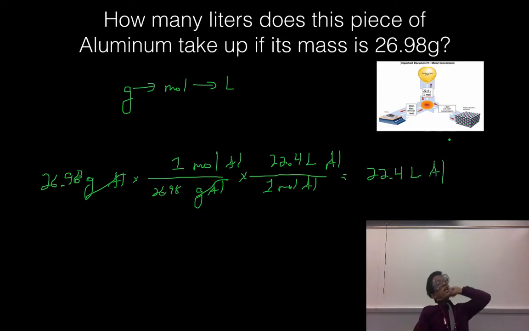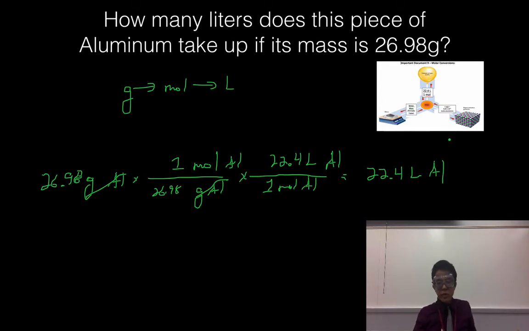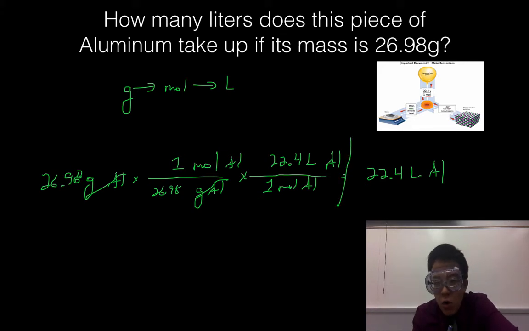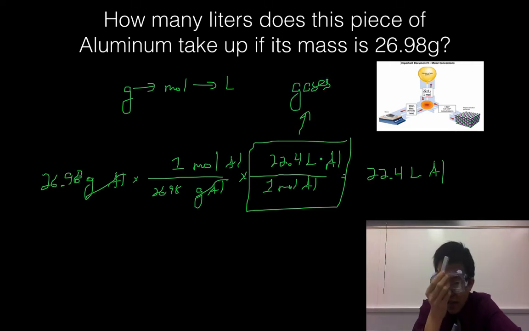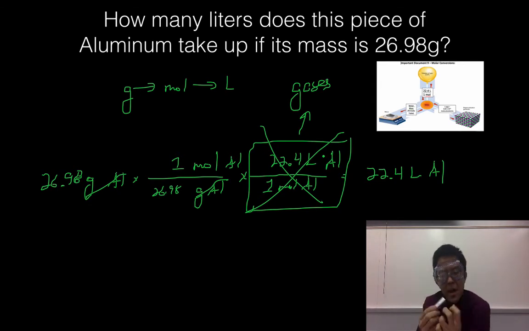But then I'd be like, wait a second, 22.4 liters of aluminum for this much? This Coke can has 0.355 liters, and this isn't even as big as that, so there's no way this is going to be 22.4 liters. So I've made a mistake somewhere. The mistake is that, remember, this only applies for gases. If it's not a gas, like a solid, this doesn't work. In fact, solids are much more dense and compact than gases, and so take up much less space.